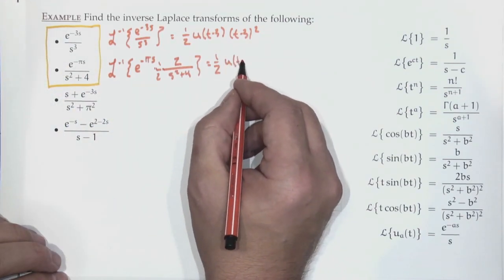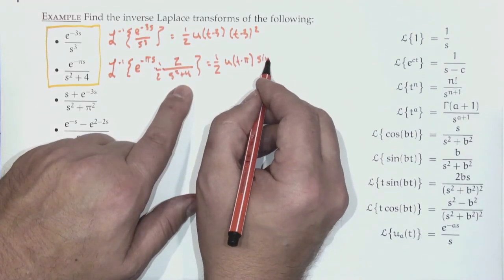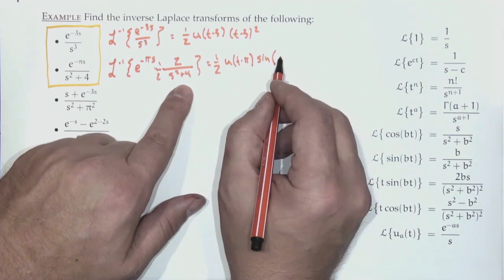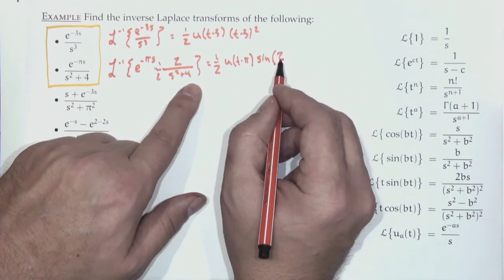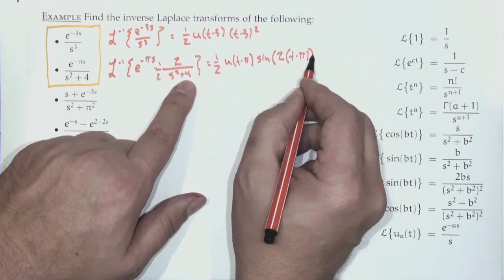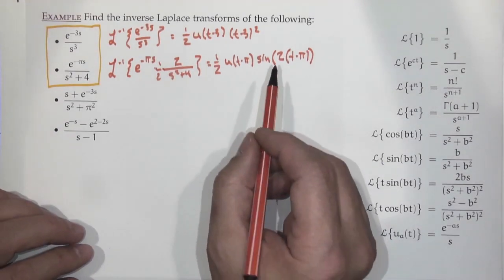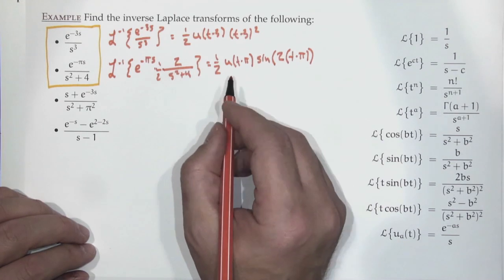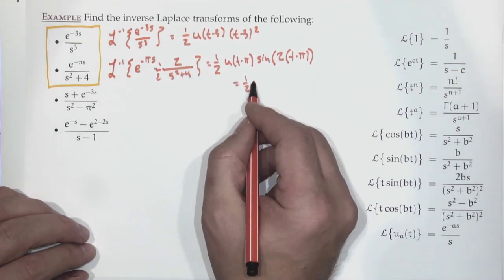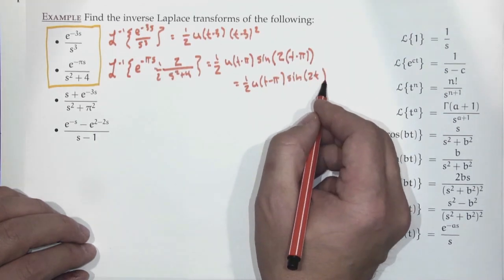u of t minus pi and sine of 2t minus pi. Now, could you rewrite that? Well, yeah. Anytime there's a trig function, the moral of the story is I can rewrite it. 2t minus 2 pi, what happens when you do 2 pi on the inside? It doesn't matter, because it's 2 pi periodic. So you could rewrite that as sine of 2t.